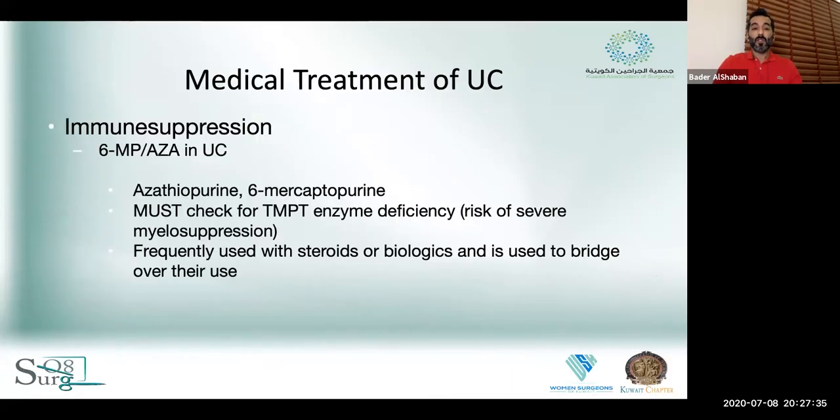Next class of drugs belonging to immune suppression is the azathioprine and the mercaptopurine. These are frequently used as a bridge when you induce a patient with steroids or biologics. They take a while to activate, up to 3 months to kick in and have a full effect. It's imperative that you check your patients for TPMT enzyme deficiency, because if your patient is deficient in that enzyme, you're going to run a very high risk of severe myelosuppression in these patients, and therefore these drugs are not suitable for these patients.